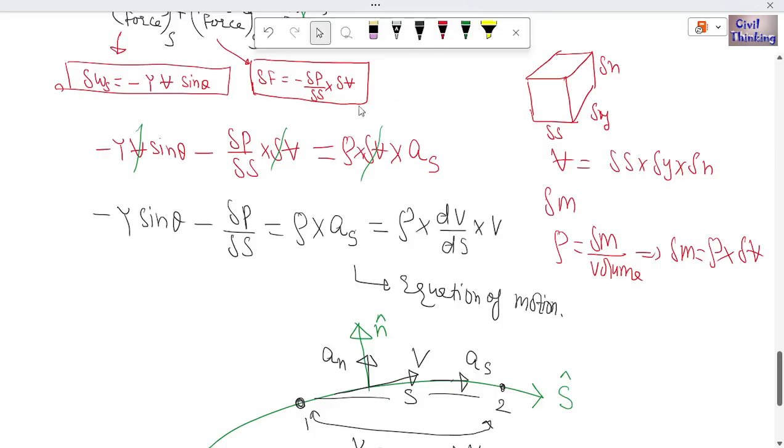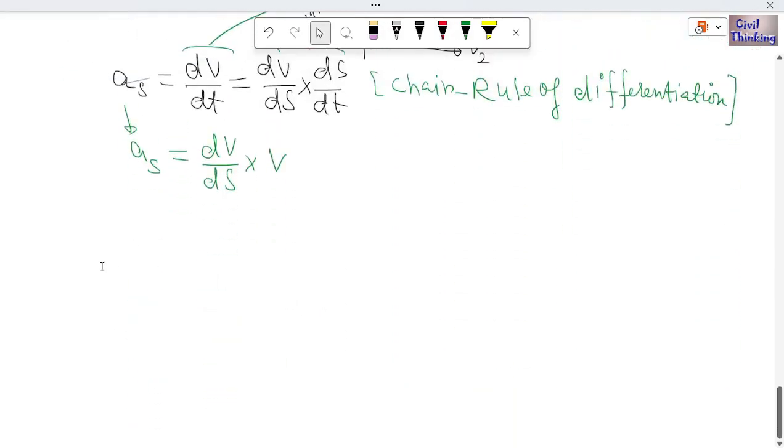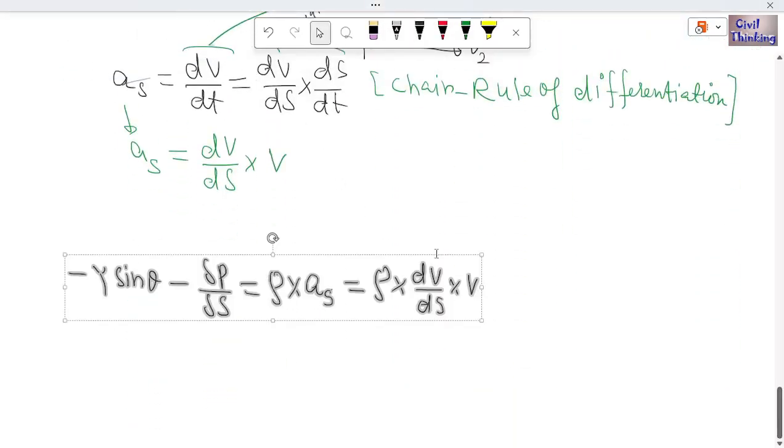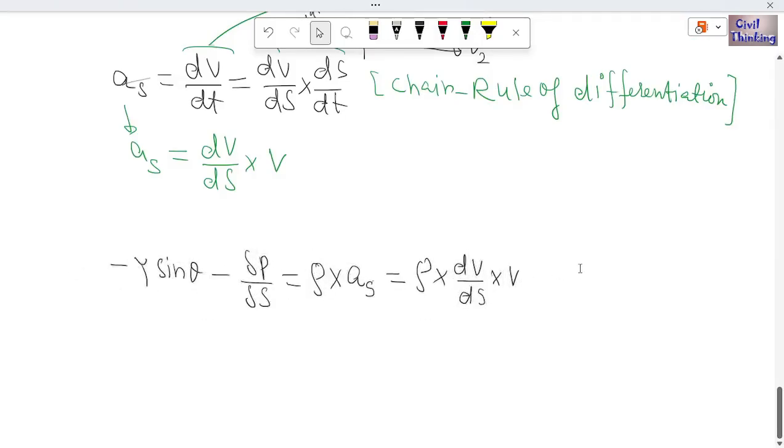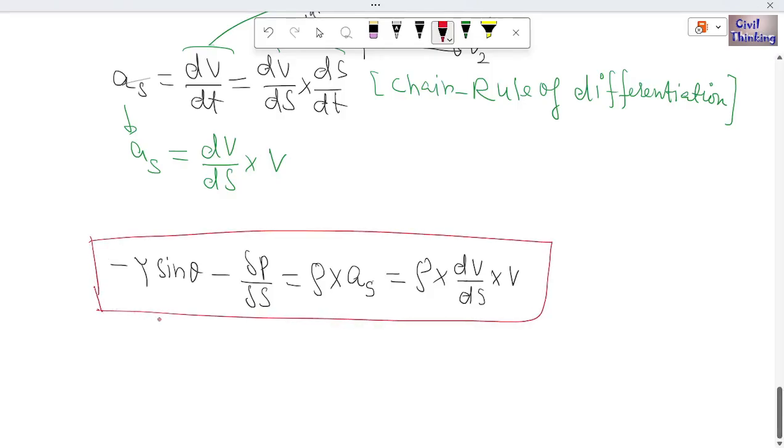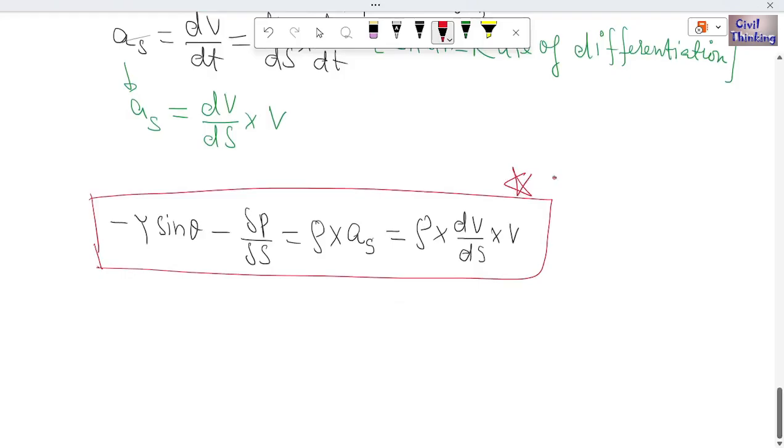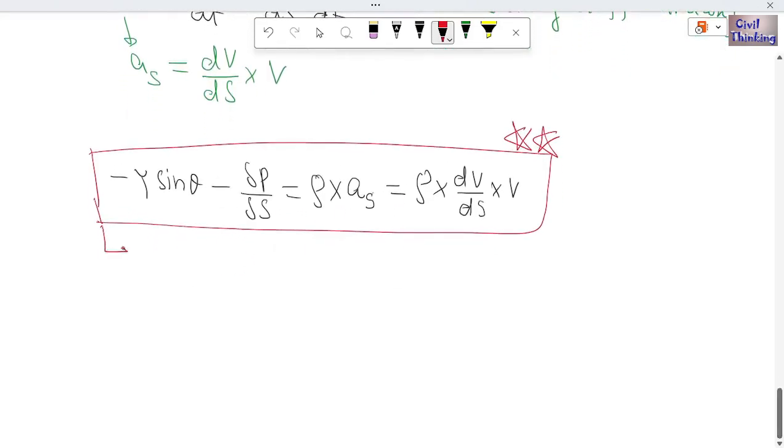So I will copy it. You should better remember this equation. So this is our final equation. You should better remember this. Now this equation is called the equation of motion.